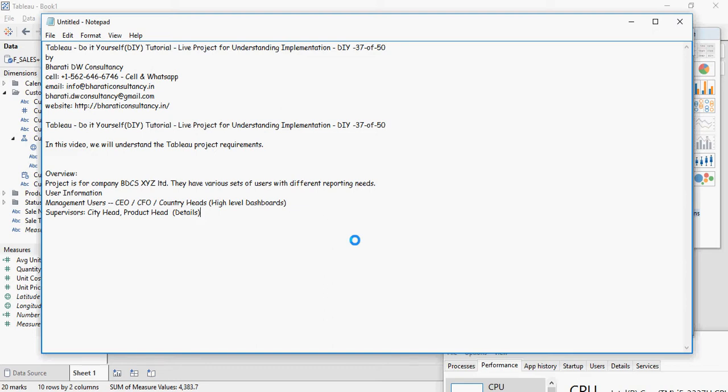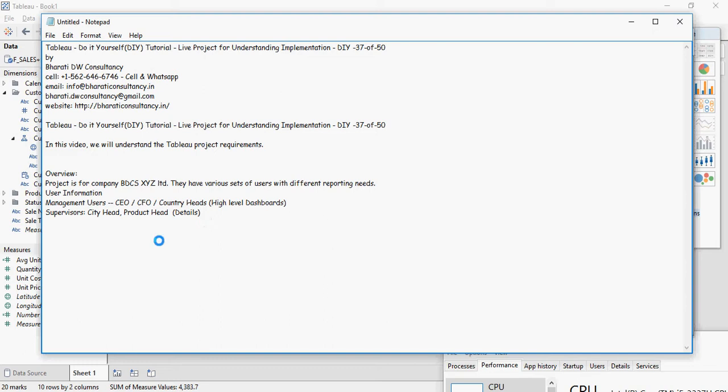So think about this organization as a matrix in which you have cities. In one city, you have multiple products and multiple customers. And then you have a product head, who handles a set of product categories which sell across cities. So that is a different perspective, and the CEO and CFO, who are high level management users, have yet another perspective. Please remember that when you go to a project, each user will have a different perspective of the data.